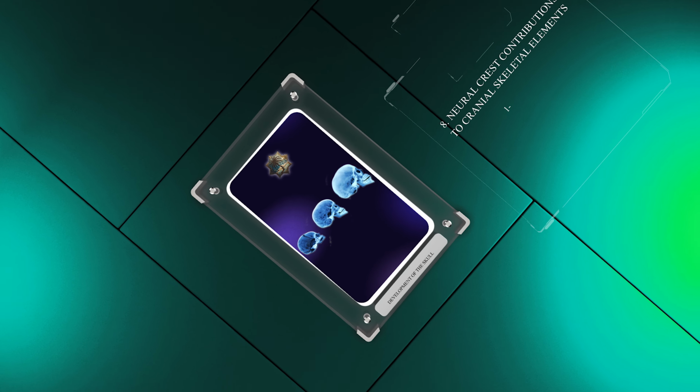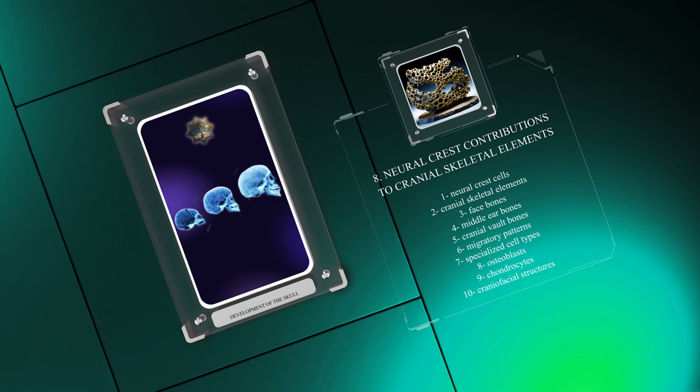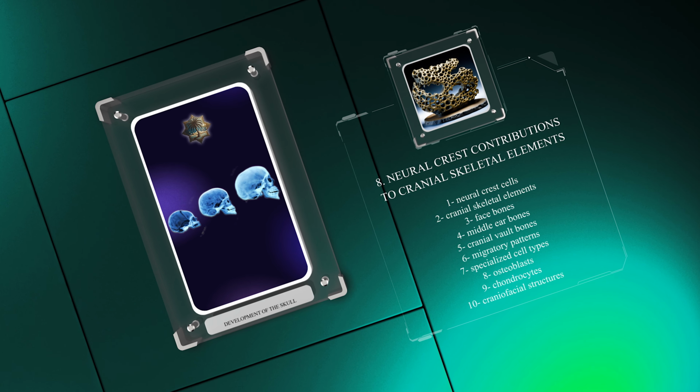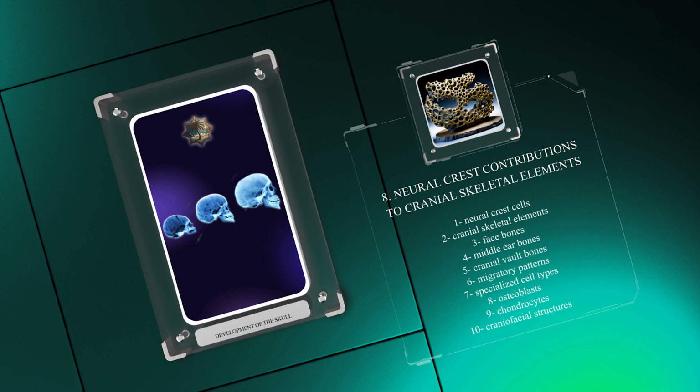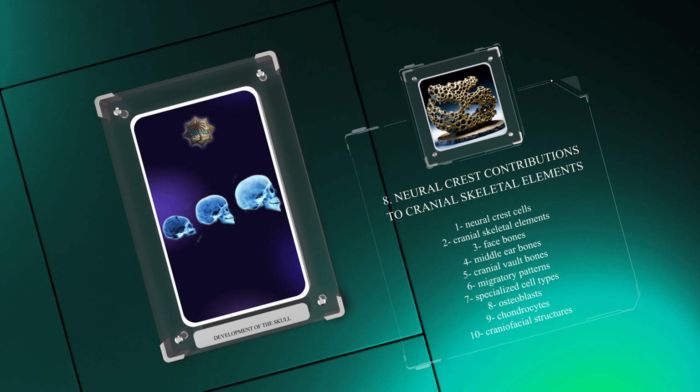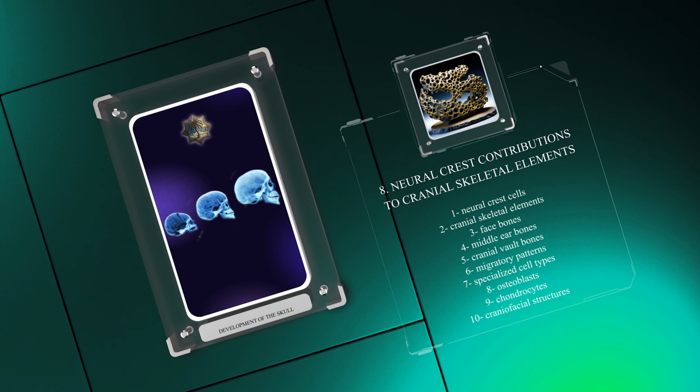Neural crest cells give rise to a diverse array of cranial skeletal elements, including the bones of the face, middle ear, and cranial vault. These cells undergo complex migratory patterns and differentiate into specialized cell types such as osteoblasts and chondrocytes, contributing to the formation of distinct craniofacial structures.